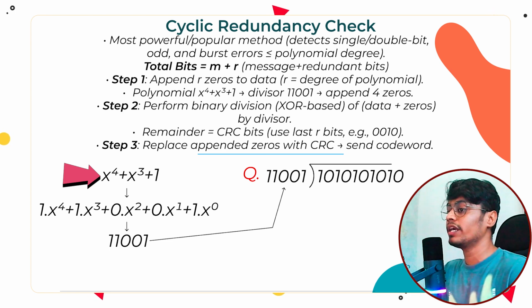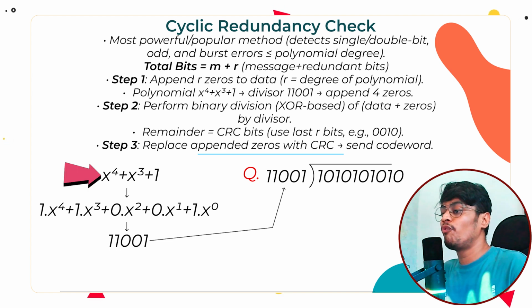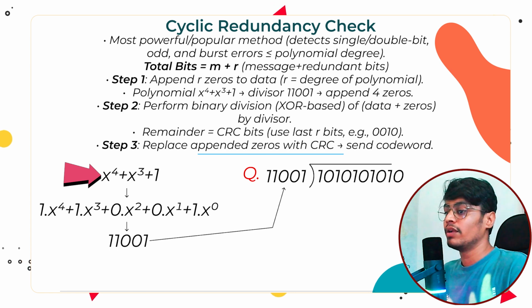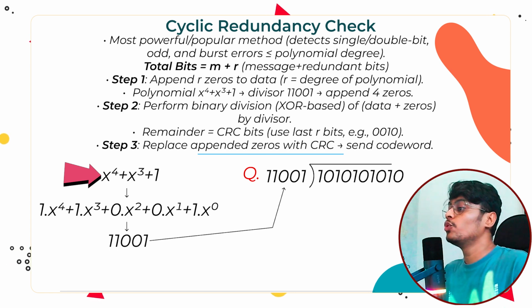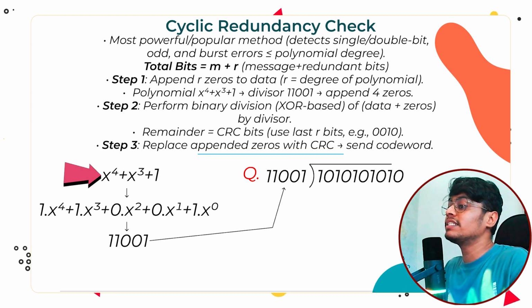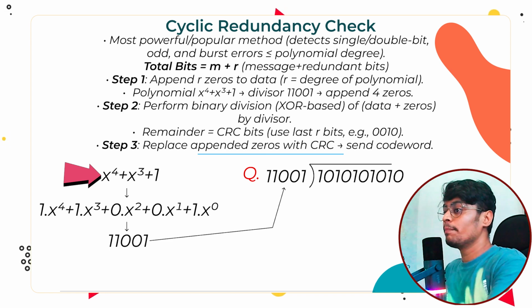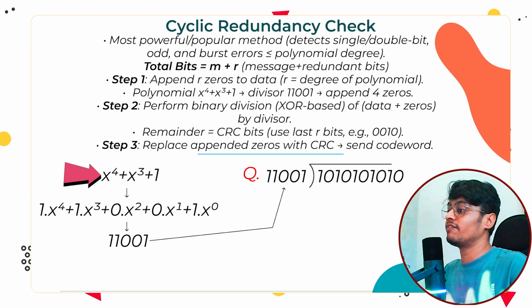They are redundant bits. That's why we use the formula m plus r, where m is the number of bits in the message and r is the number of redundant bits. First of all, how many redundant bits will there be according to this question? You have to find the maximum power of the polynomial. That number of bits you have to append, so you have to append 4 zeros here, because the highest degree is 4. These 4 bits we will later replace with the remainder, and this will become the full string which I will send to the receiver.